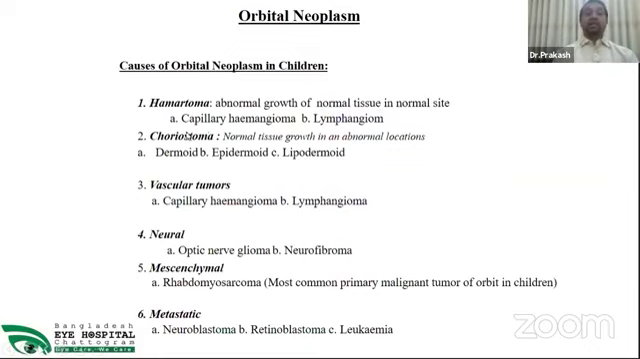This is called hamartoma: capillary hemangioma, lymphangioma. And there are some choristoma, that is normal tissue growth in abnormal locations, and those are dermoid, epidermoid, lipodermoids.